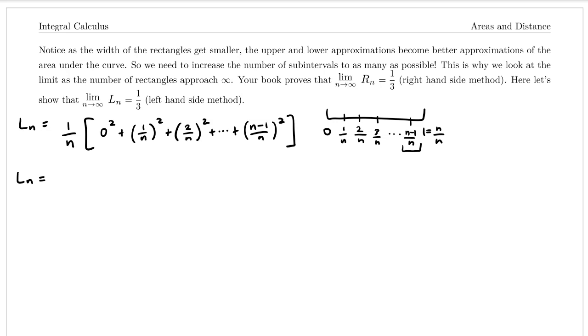We have L sub n is equal to 1 over n times... My first term is 0, so I'll just get rid of that. And then my numerators for my remaining terms will be 1 squared, 2 squared, and my denominators would be n squared, since all of my denominators are n in the original fractions. And so all of these would be n squared. So since every single term has 1 over n squared, we can factor that out.